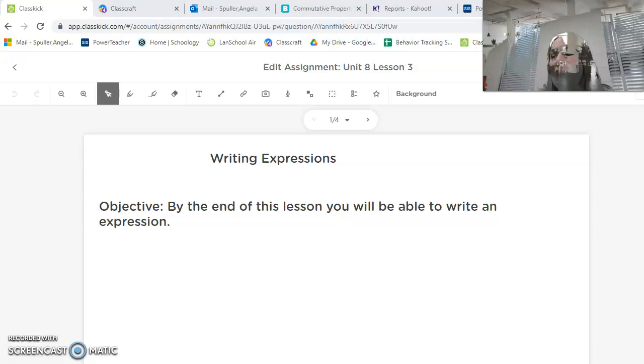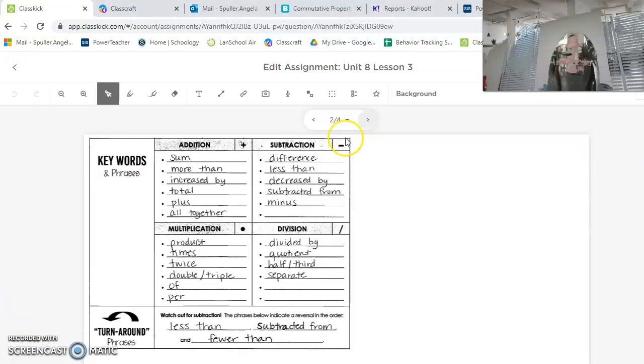In Lesson 2, we learned about the key words in writing expressions, and we determined what the expression was asking in the form of what operation to do. Today, we're going to take it a step further, and we're going to write it out. All right, so remembering our key words or phrases, you should have your notes out from yesterday. We're going to add to them.